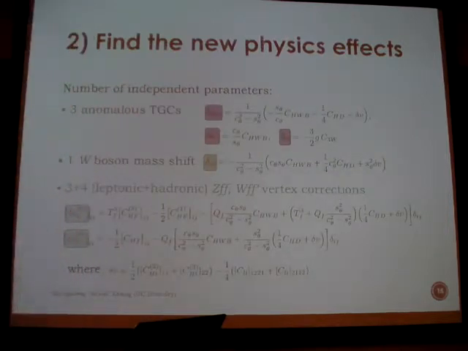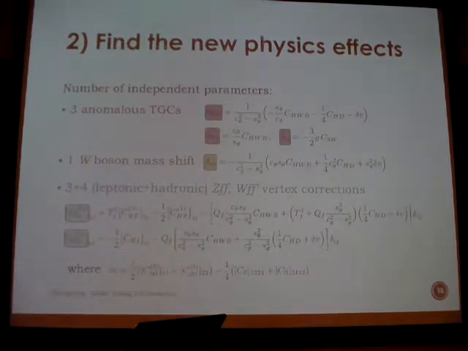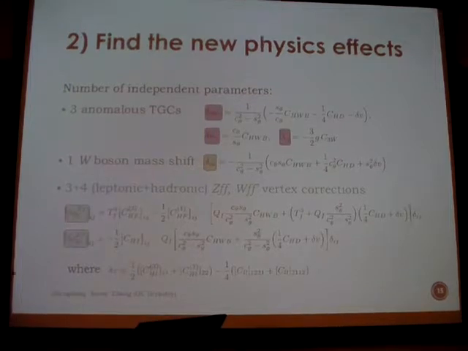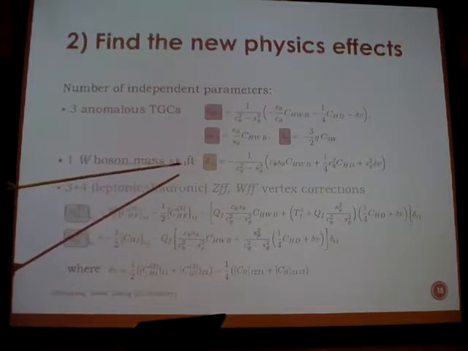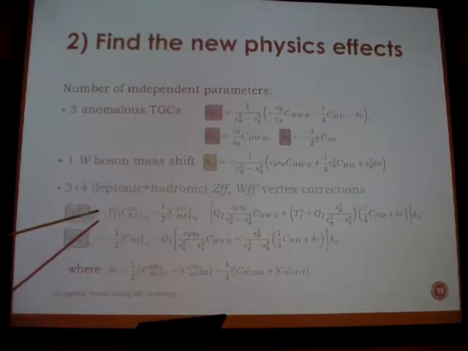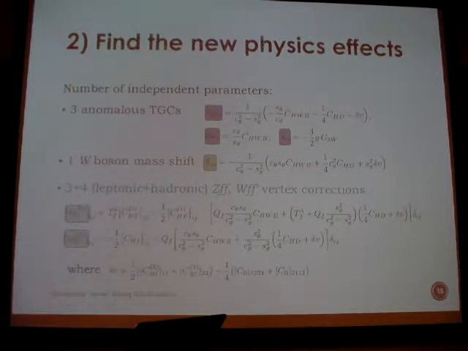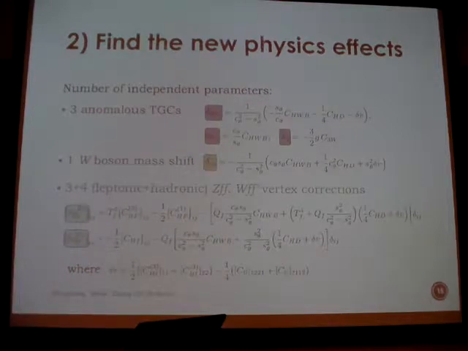Okay. So here are the expressions for these anomalous couplings in terms of the operator coefficients. This exercise also gives us a counting of the independent number of parameters. There are 3 anomalous TGC parameters, 1 parameter for the W boson mass shift, and 7 parameters for vertex corrections in total, including 3 leptonic and 4 hadronic parameters.